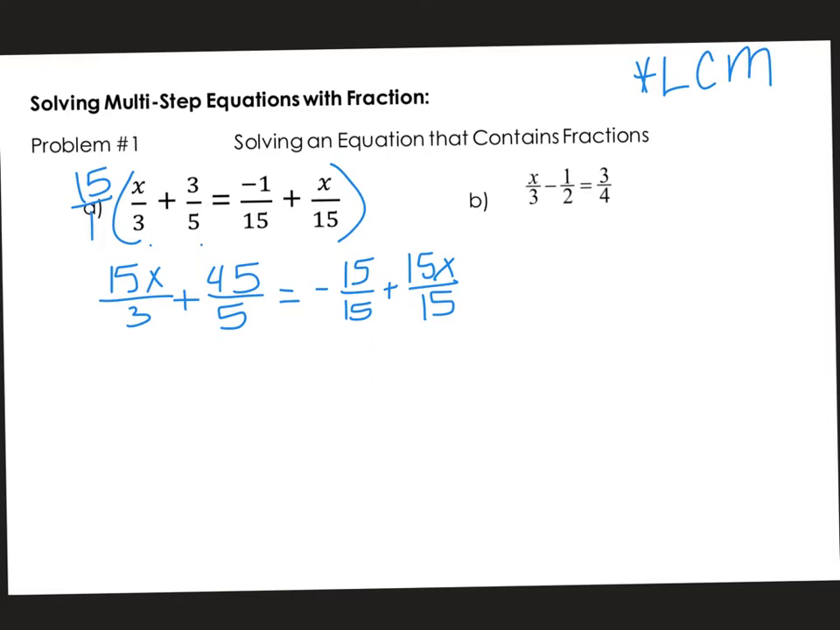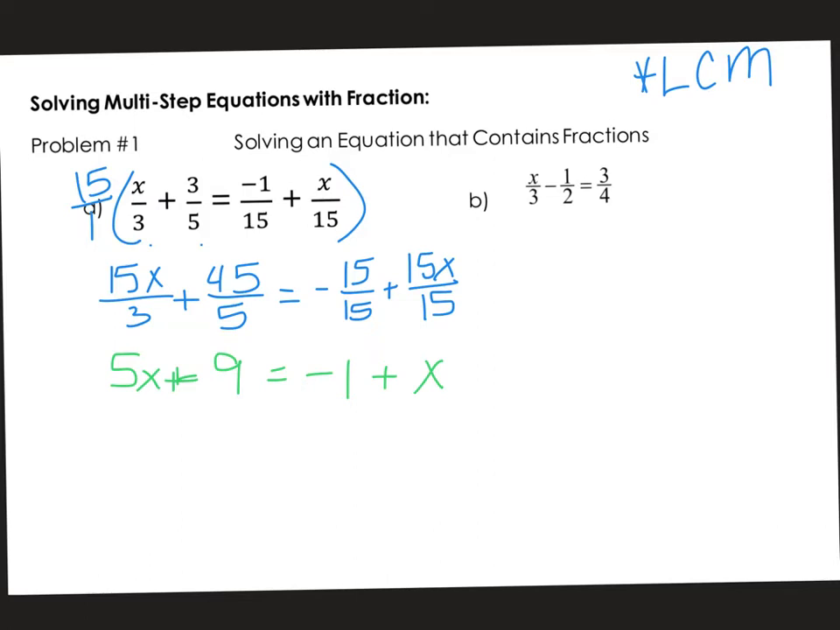If I have 15 over 3, that becomes 5x. 45 over 5 would be 9. 15 over 15, and it's negative, so that's a negative 1. Plus 15 over 15, so that would be just x, or 1x. Remember, we don't have to put the 1, it's imaginary. So now look, we have a nice, pretty problem here.